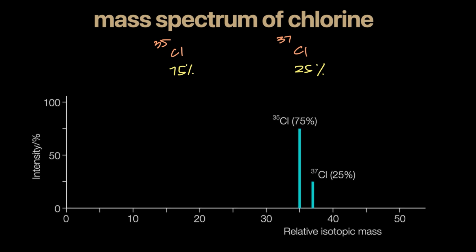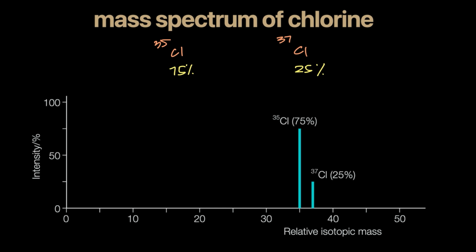And the graph is most crucial. It looks like this. It has isotopic masses on the x-axis. So if it's chlorine, the masses would be 35 and 37. There'll be lines on that. These are called peaks or signals. And the intensity or the frequency on the y-axis corresponds to percentage abundance.